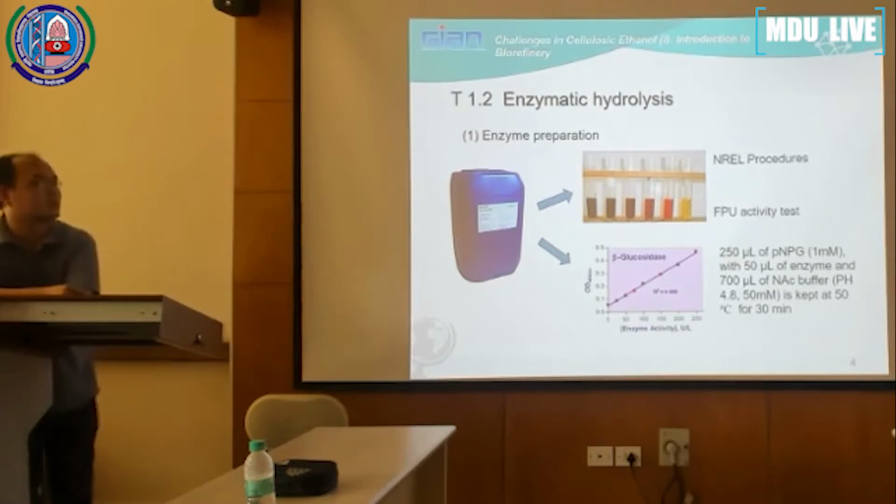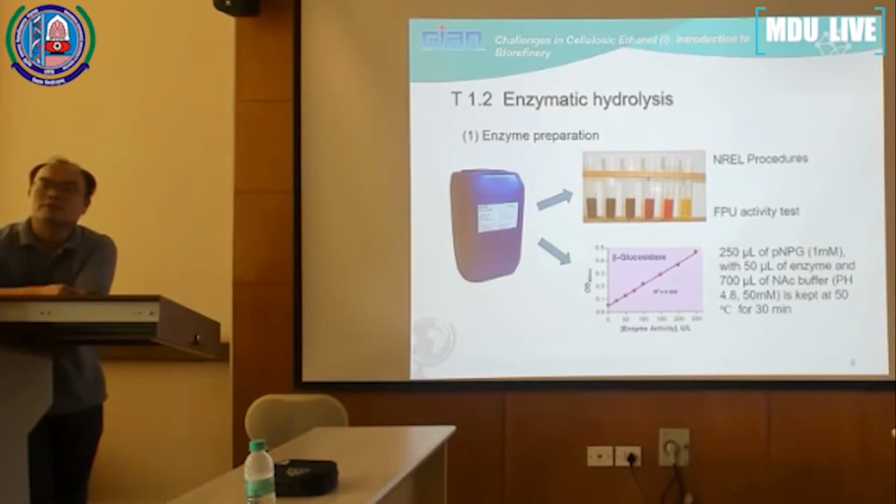Usually, we test the filter paper activity, right? We also test the activity. And how can we know the activity? We just use DNS reagent to react with reducing sugar, and we know the activity. So what is the maximum FPU for this enzyme?